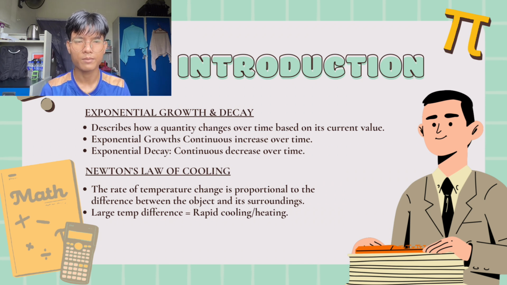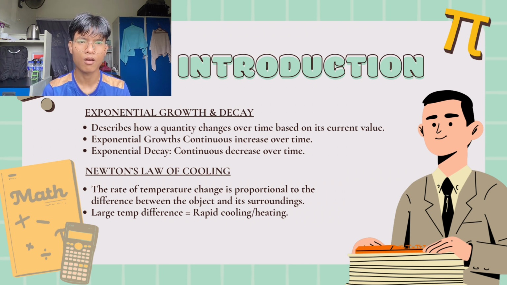Growth and decay are mathematical concepts that describe how a quantity changes over time. These changes can be represented using exponential functions because the rate of change depends on the current value of the quantity. Exponential growth occurs when a quantity increases continuously over time, while exponential decay occurs when a quantity decreases continuously. Examples of growth can be seen in population increase and also compound interest, while decay can be observed in radioactive substances. By studying growth and decay models, engineers and scientists can understand better and also predict changes that occur in real life situations.